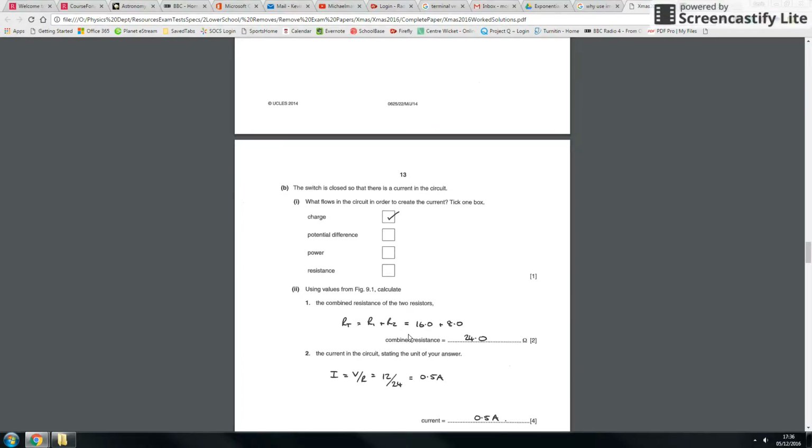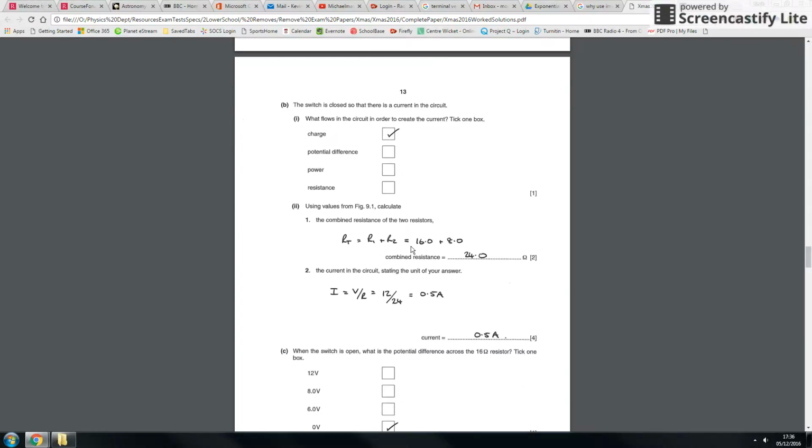And again, the mark scheme was specific. There are 2 marks. You've got to do 2 things. And you had to show how you got your answer to get both marks. I equals V over R. Actually, most people got this right.